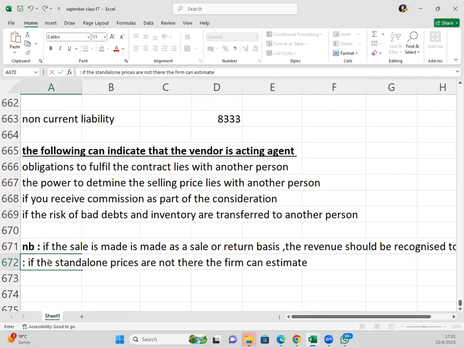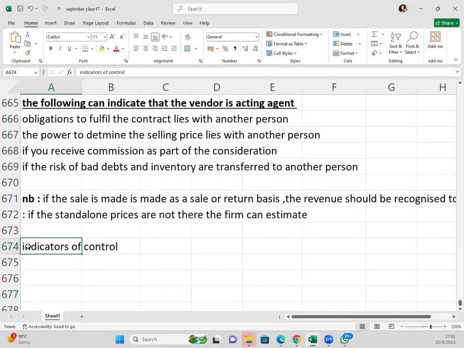Then we also said that revenue should be recognized after control has been transferred. What can indicate that control has been passed? Like for the motor vehicle, we recognize revenue after control has been passed. So what can we use as an indicator that control has been passed?